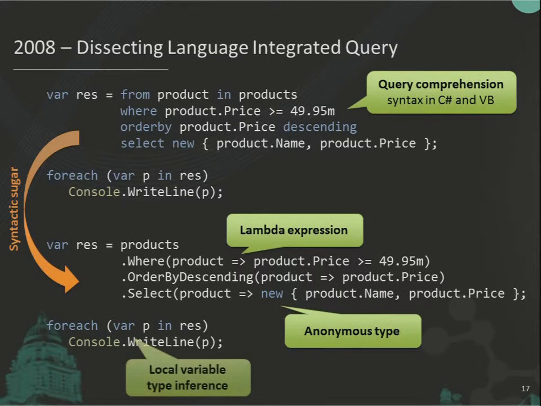Now, in conjunction with anonymous types, we need something to refer to the type of something that doesn't have a name, because it's anonymous. So we introduced this thing called local variable type inference, the var keyword, which allows us to infer the type from the context. So for example, you can write something like var x equals 42, and we will know that 42 is an Int32, hence the var will be inferred to be an int.